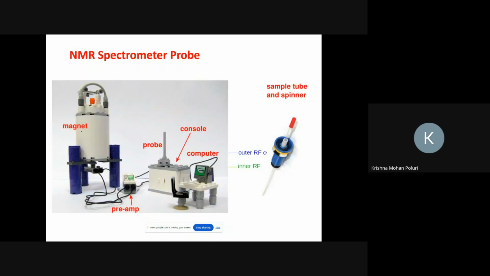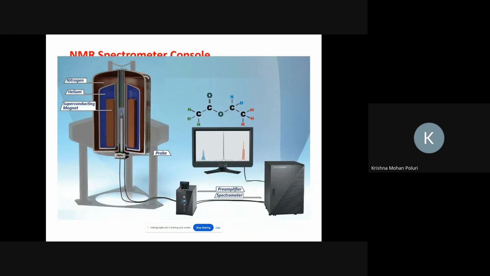So this is the magnet. You have a probe, you have a console, and you have a computer. And this is a liquid state sample. Now, if you look inside this NMR spectrometer, in one layer, the blue one, you will have liquid helium, and the brown one will have liquid nitrogen, so that the liquid helium won't evaporate. And this probe is connected to your console, preamplifiers, and then you will get data out of it.